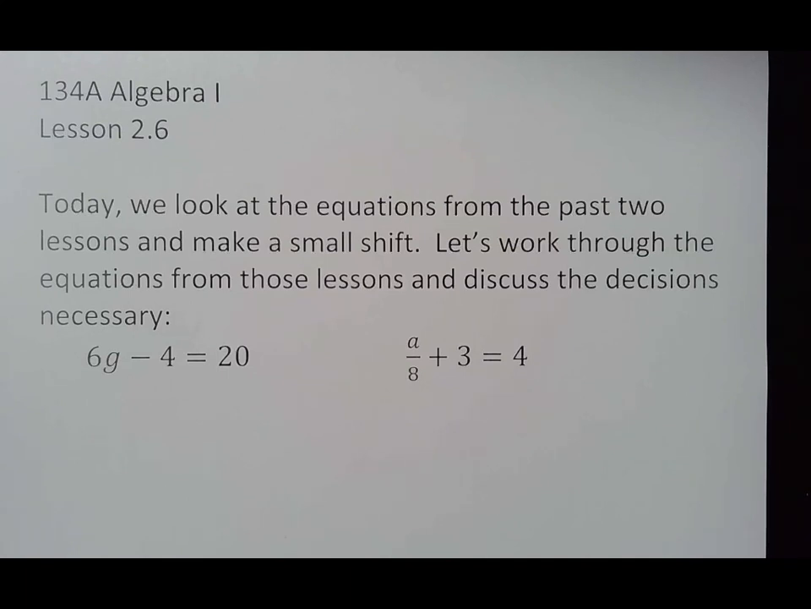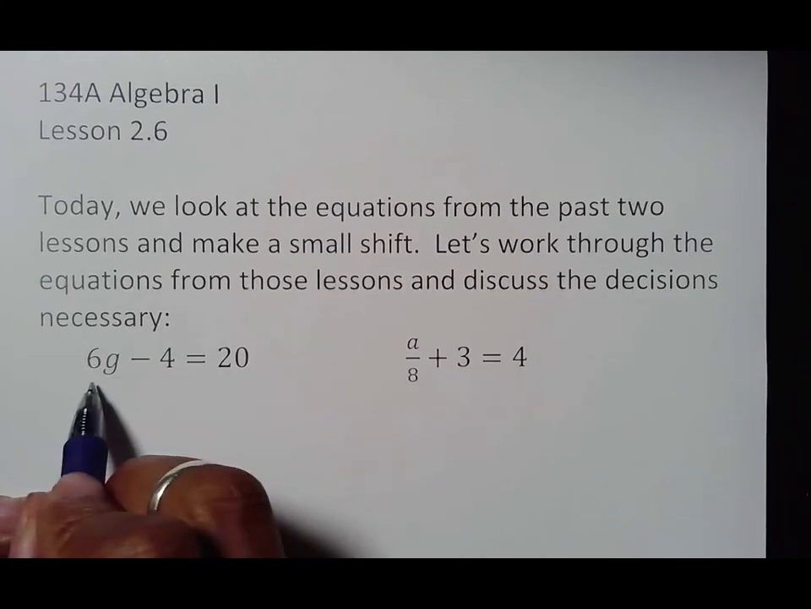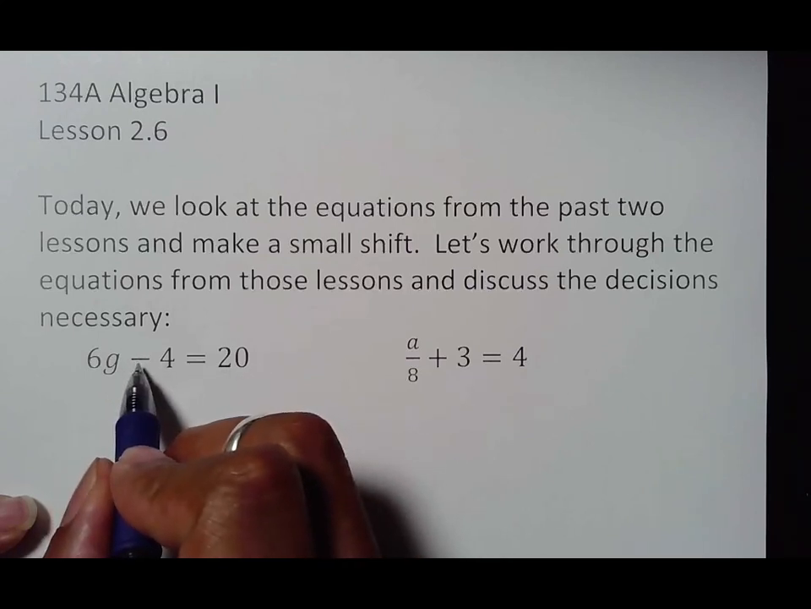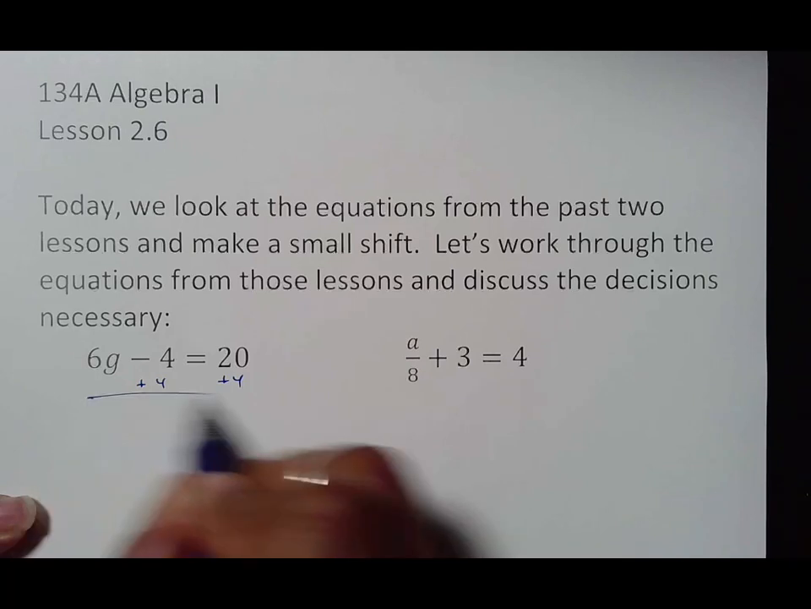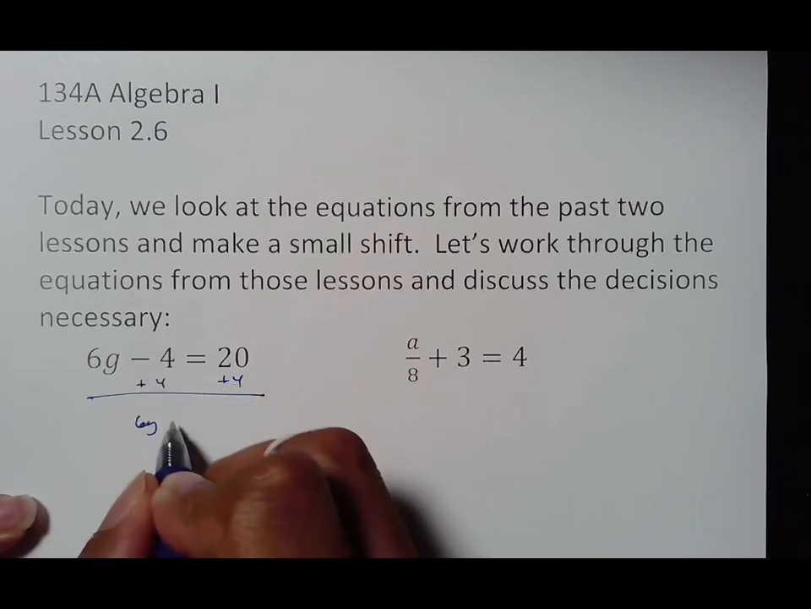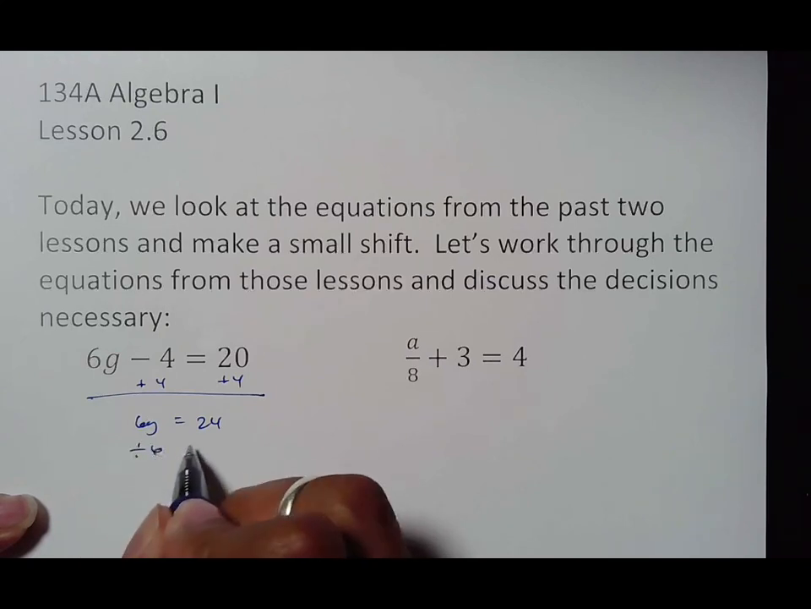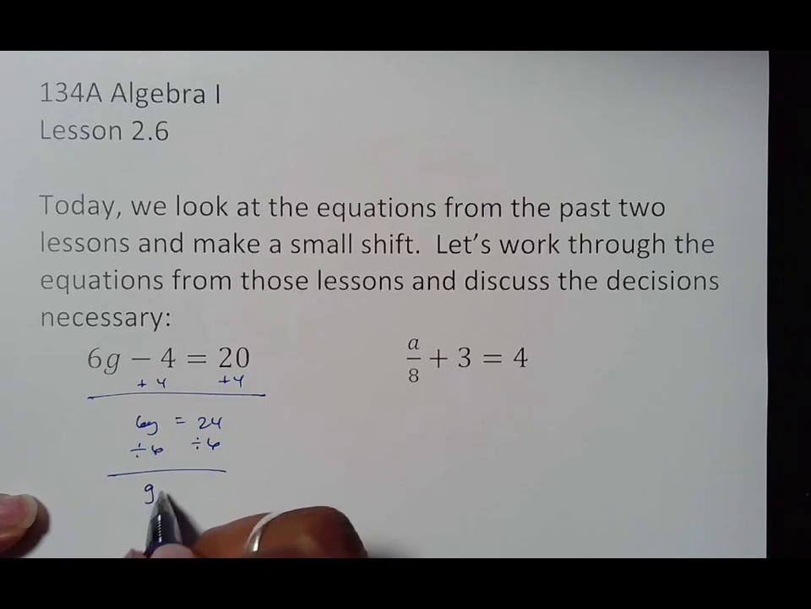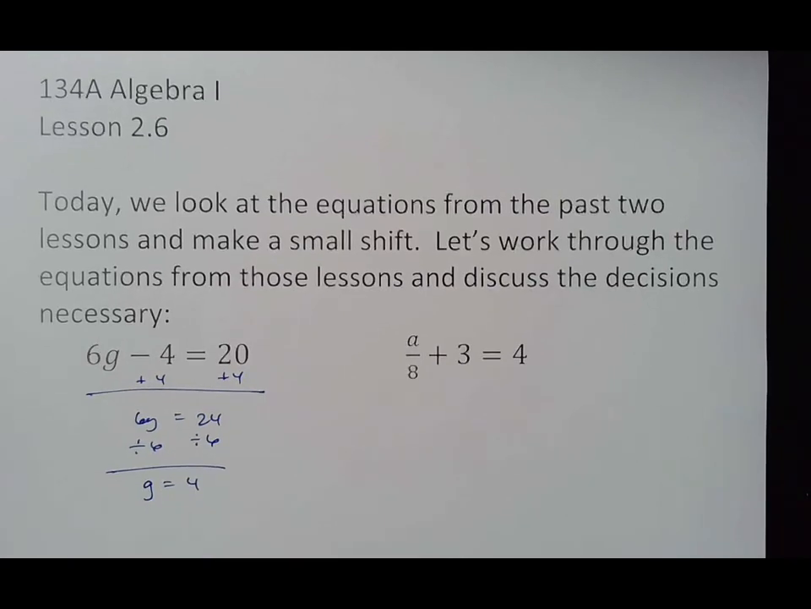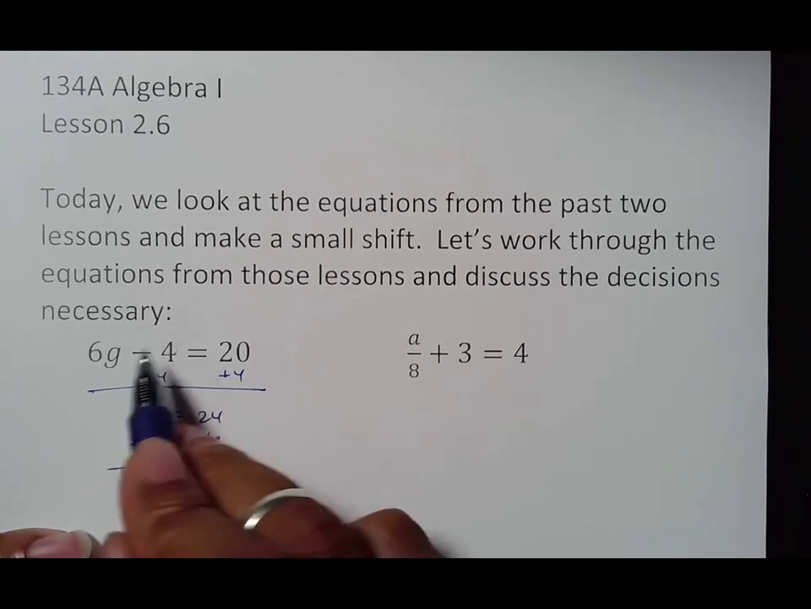Today we're going to look at the equations from the past 2 lessons and make a small shift. Let's look at those things that we saw the last couple days, which is something like 6g minus 4 equals 20, where we recognize that the 4 had to go first, so we add 4 and add 4, bringing down 6g. That goes away, bringing down 24. Now that's 6 times g, which means we divide by 6, and we divide by 6. Again, we moved that first because we moved the addition subtraction number first, and that's because it's the opposite of our order of operations. We move the weaker operation first, which is the addition subtraction.